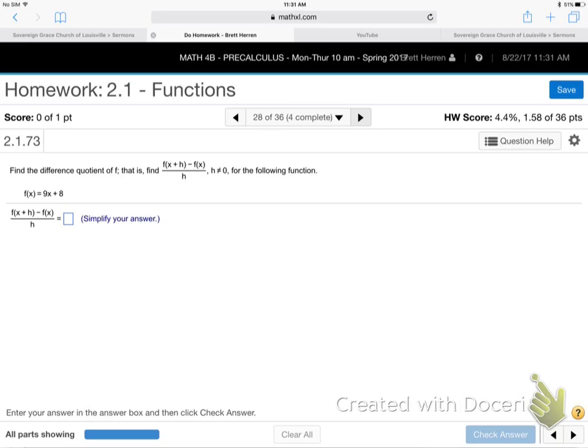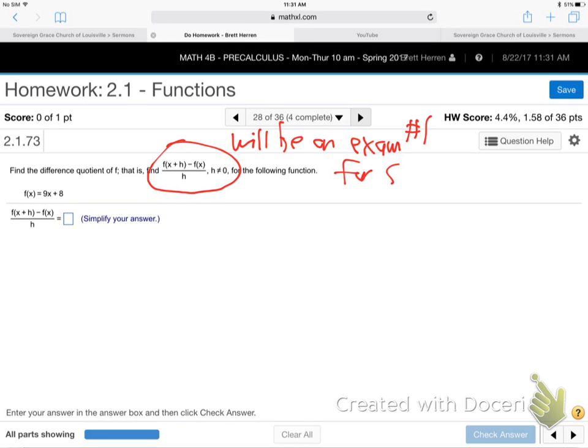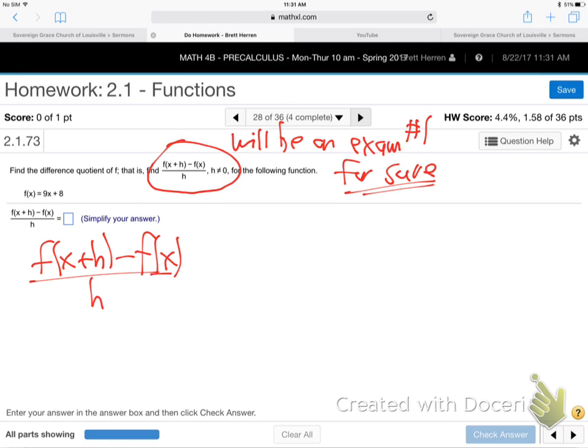Okay, so what are they asking me to do here? Let me just say, this will be on exam number 1 for sure. No secrets with me. I want you to know what I want you to know. Absolutely super important, because it's the second thing you're going to do in calculus. That's my job here, to get you ready for calculus. This is called the difference quotient. It's done a ton in chapter 3 in the calculus book.